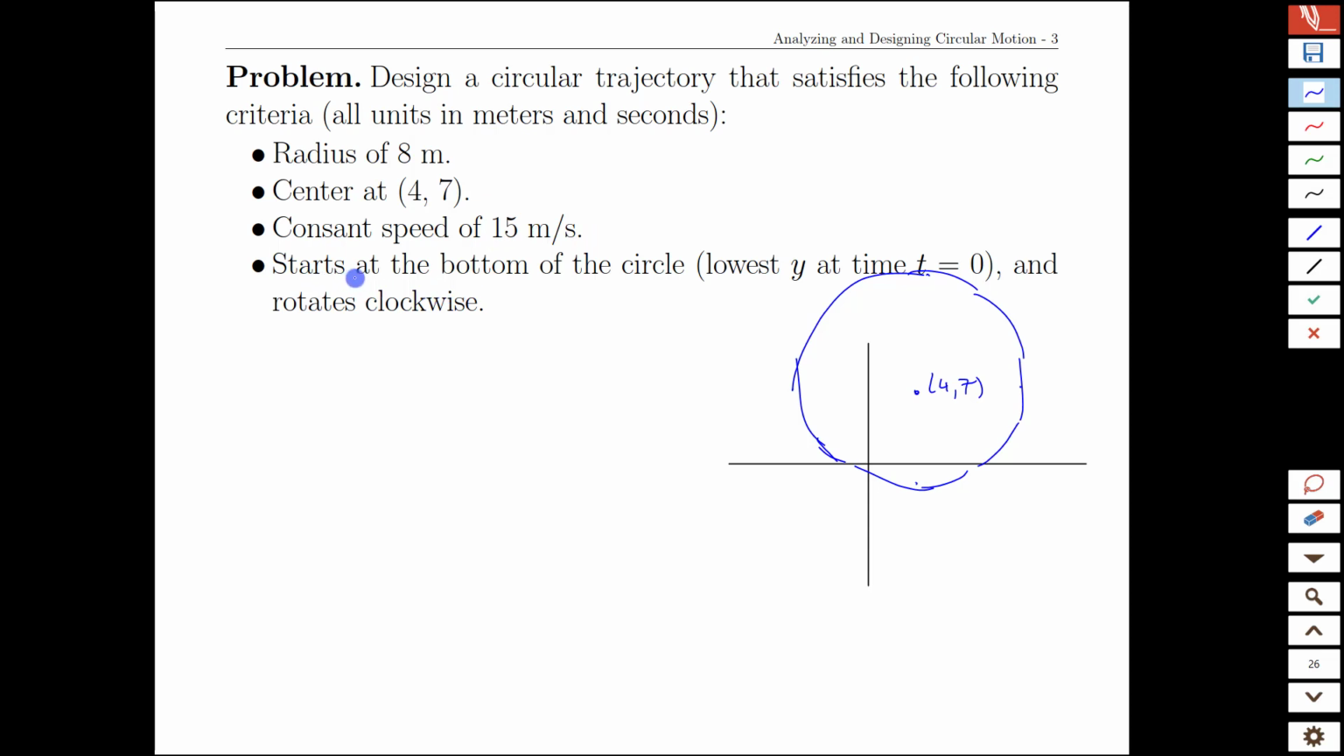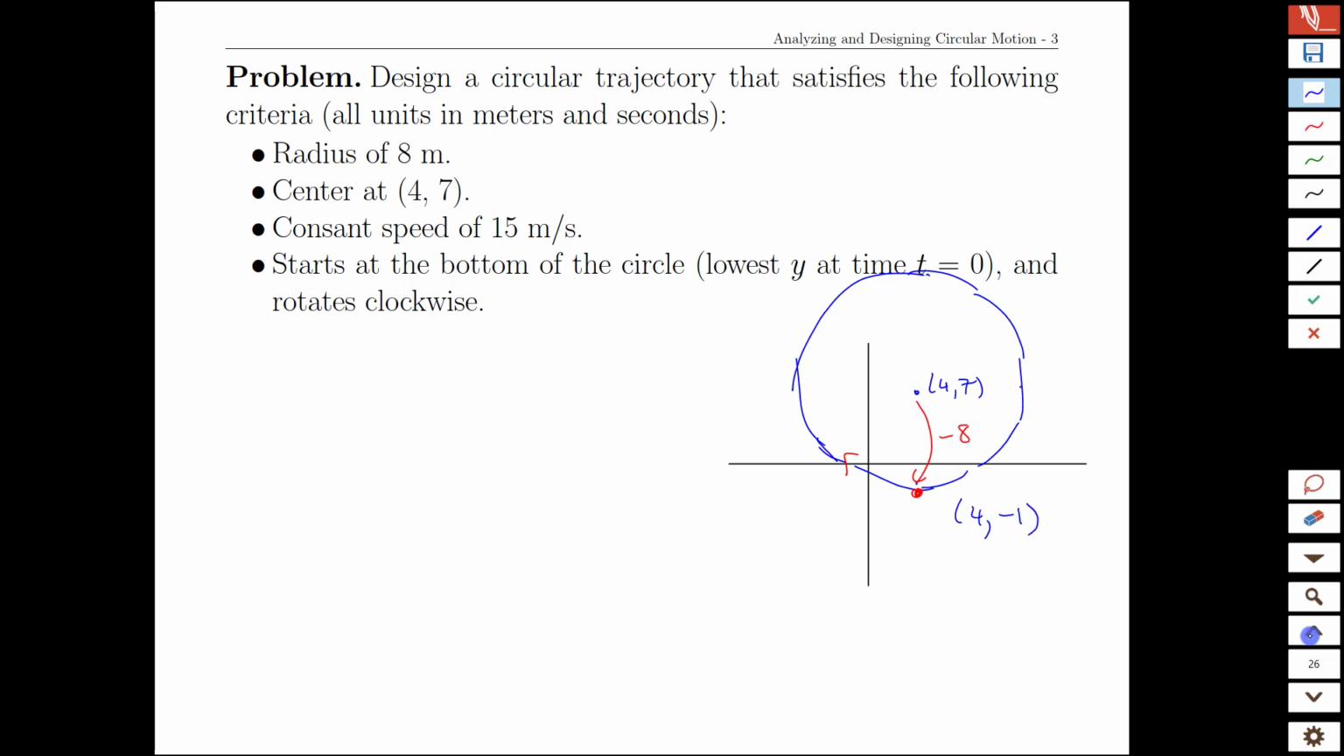And the starting point starts at the bottom of the circle, the lowest y, so down here at time 0, and rotates clockwise. Well, if we do this correctly, that should be starting at the same x-coordinate, but the radius is 8, so we're going to subtract 8 to get down to there. That'll be -1 for our y-coordinate.